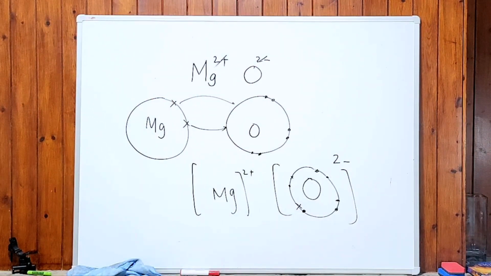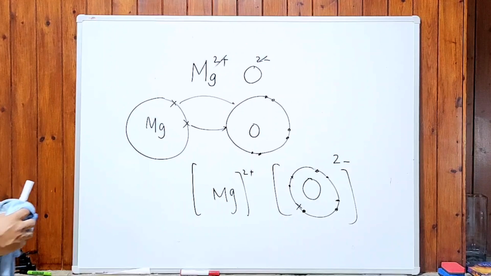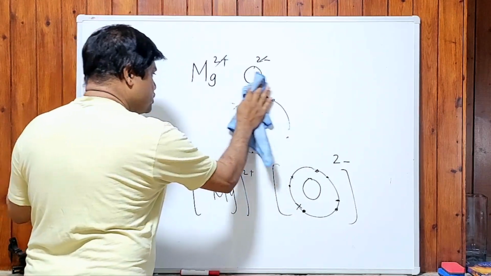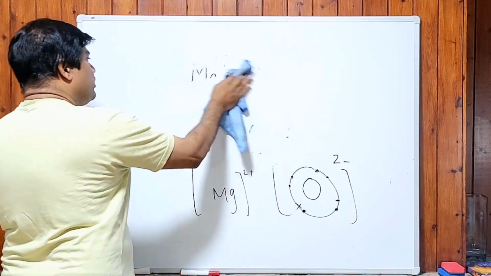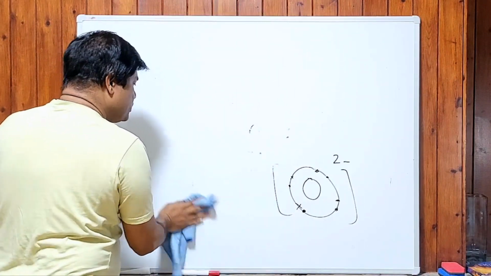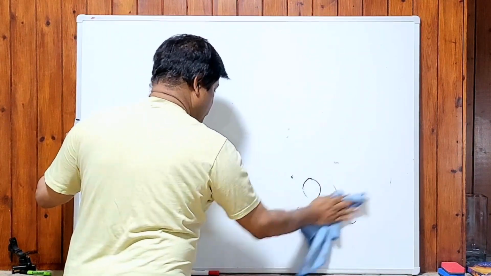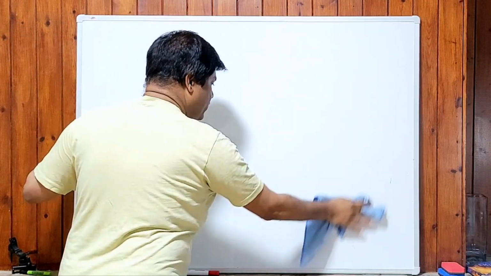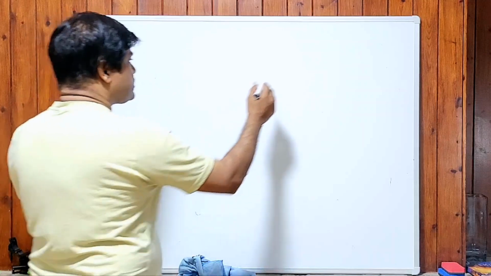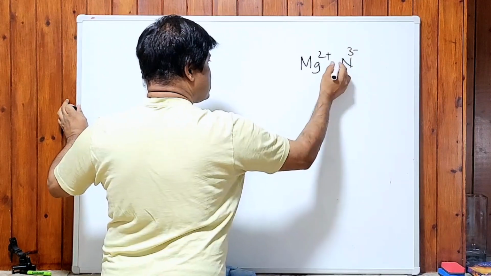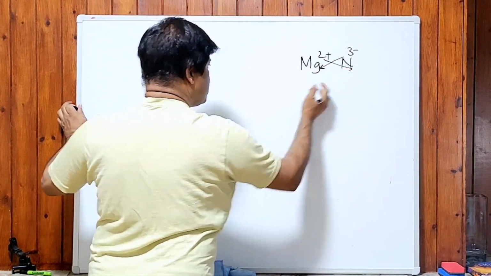Now, one more. Can we try magnesium nitride? Nitrogen is a non-metal from group 5, so it gains 3 electrons, and magnesium loses 2 electrons. So what will be the formula of magnesium nitride? Can you try it? Mg2 plus, N3 minus. Crisscross method: 3 goes here, 2 goes here.